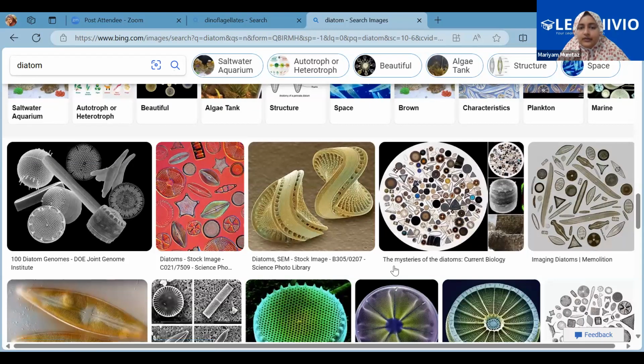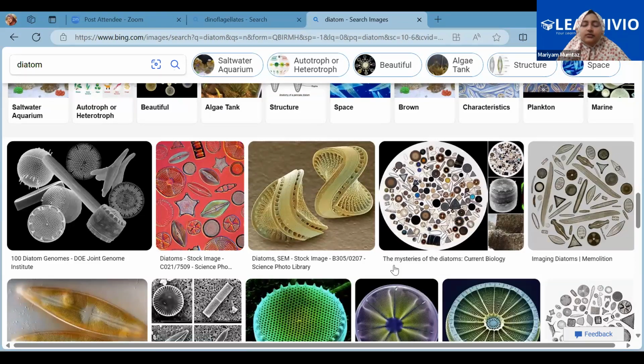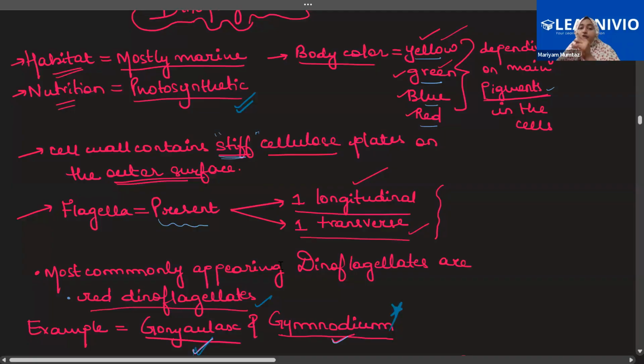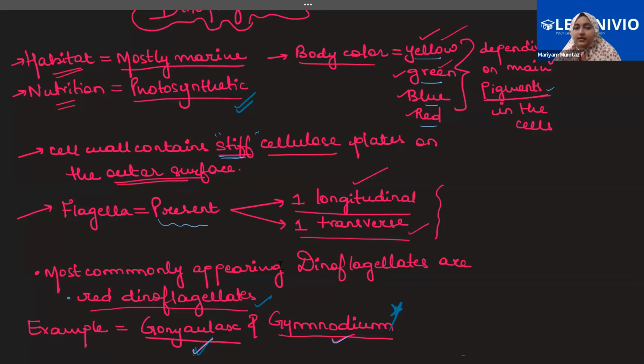All right. Now, one more thing about the flagella. When I showed you the picture of dinoflagellates, did you see two flagella? Three flagella. Okay, three flagella. And mostly they have two flagella present. Okay, and see, wait.